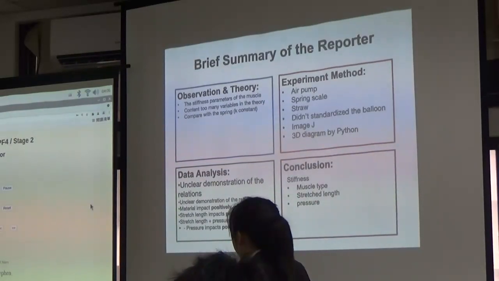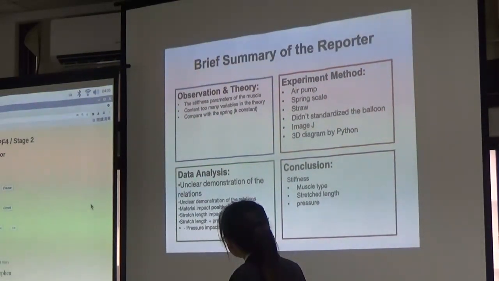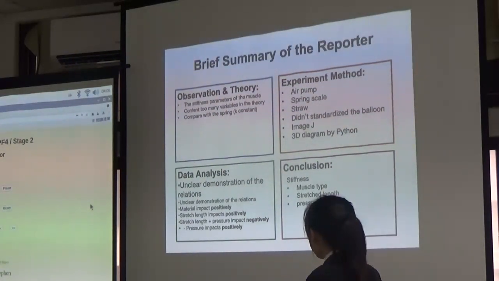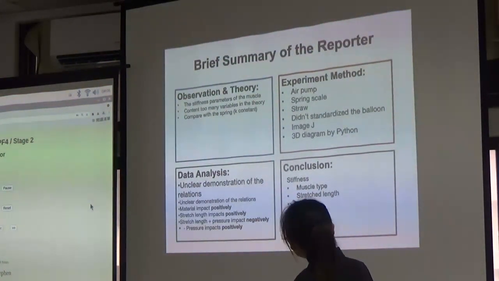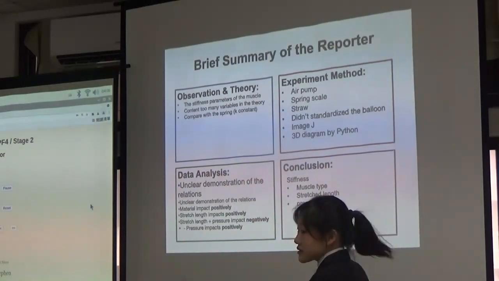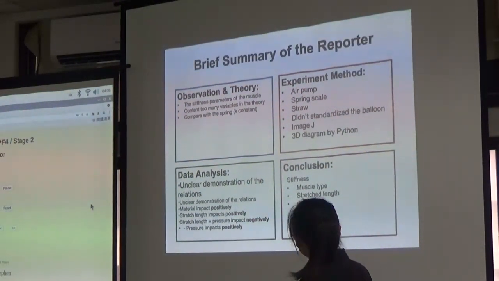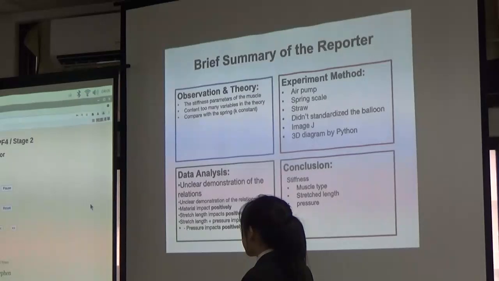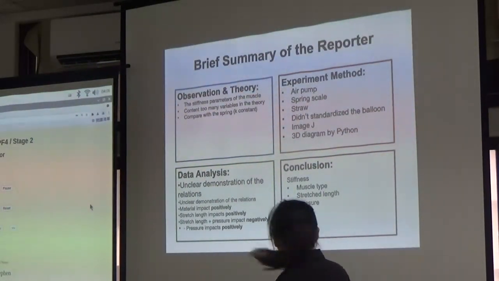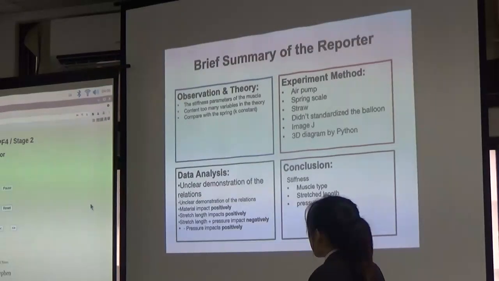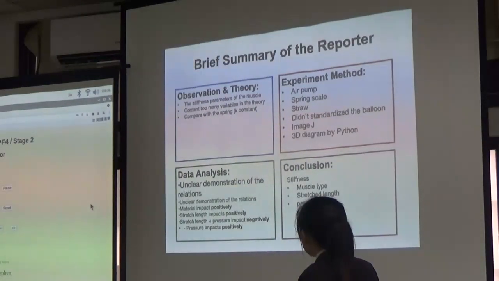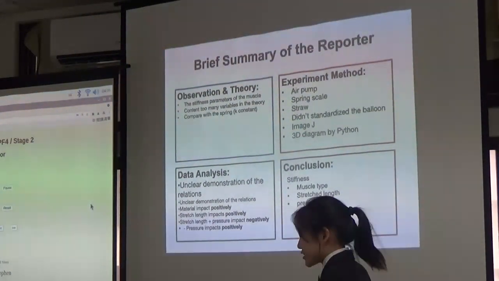Their observation in the theory is that the stiffness parameter of the muscle contains too many variables compared with the spring. And their experiment method is using an air pump, spring scale, and drop, but however, they didn't standardize the balloons. And their data analysis is an unclear demonstration of the relations. And their conclusion is the stiffness is decided by the muscle type, stretch length, and the pressure.